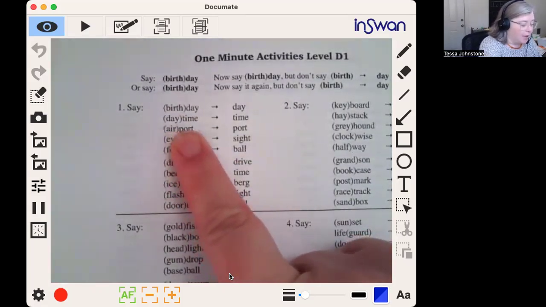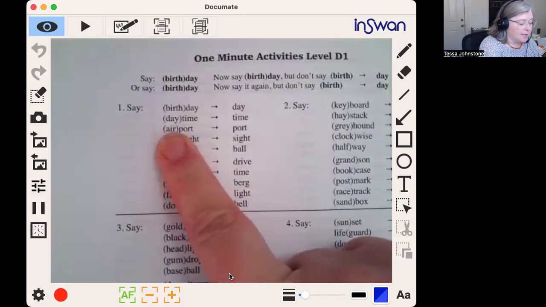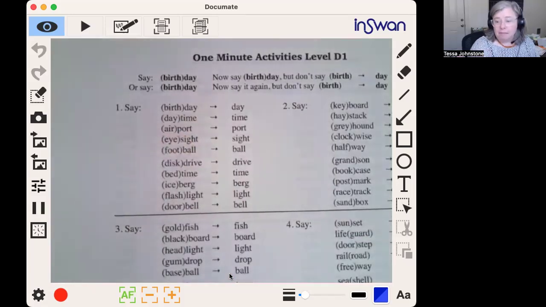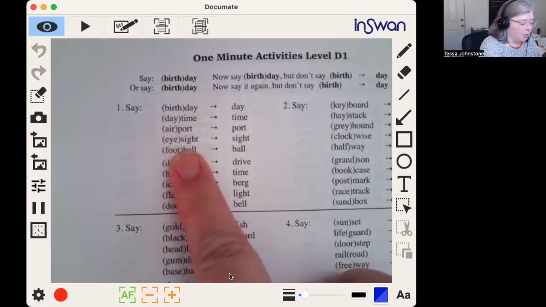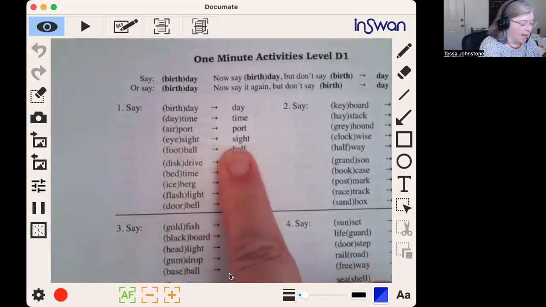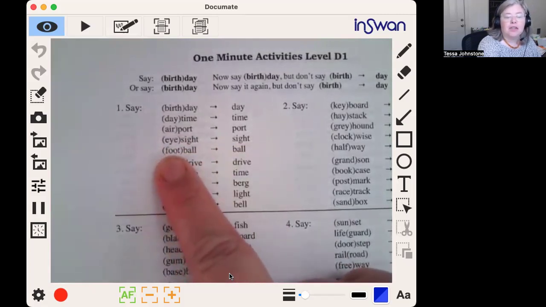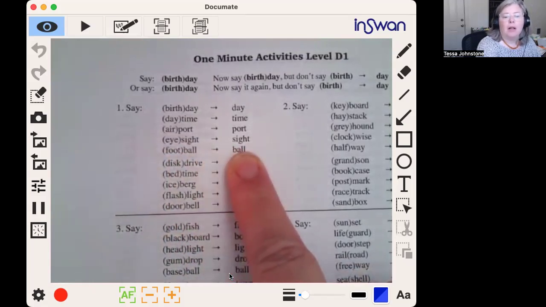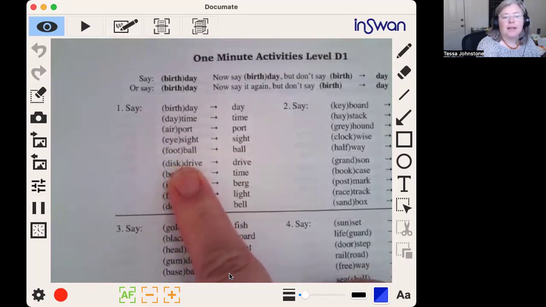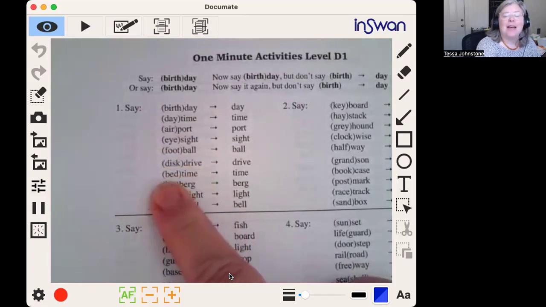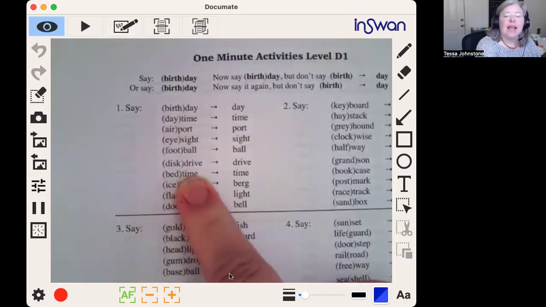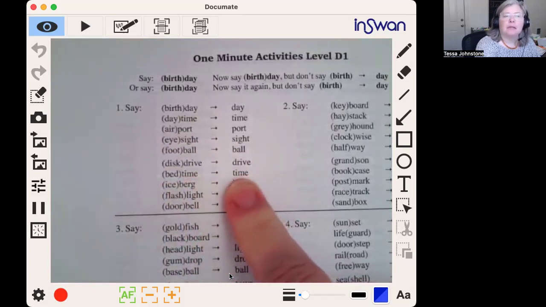So let's do this one together. Daytime. What word is left if you take away day? Time. Eyesight. Say it again, but don't say eye. The answer is sight. Football. Make sure they say it. Football. Say it again, but don't say ball. Foot. Bedtime. They say bedtime. Say it again, but don't say bed. They're going to think about it for a second and they'll go time.